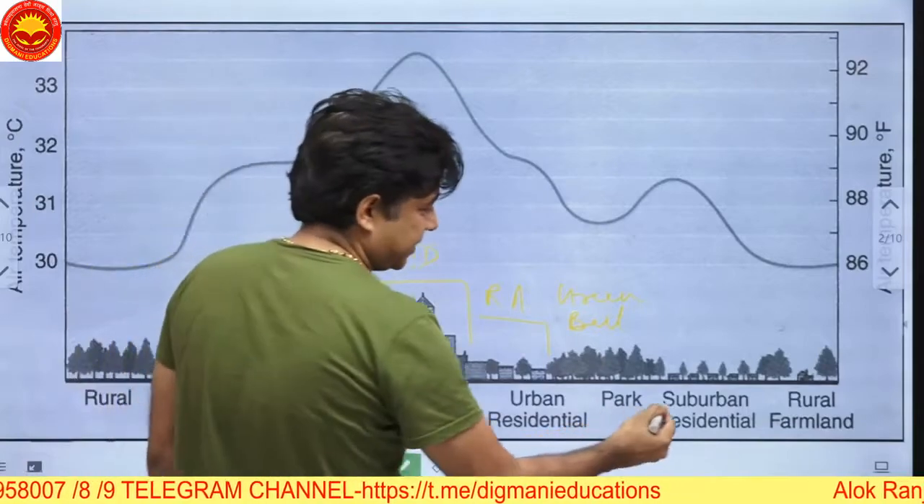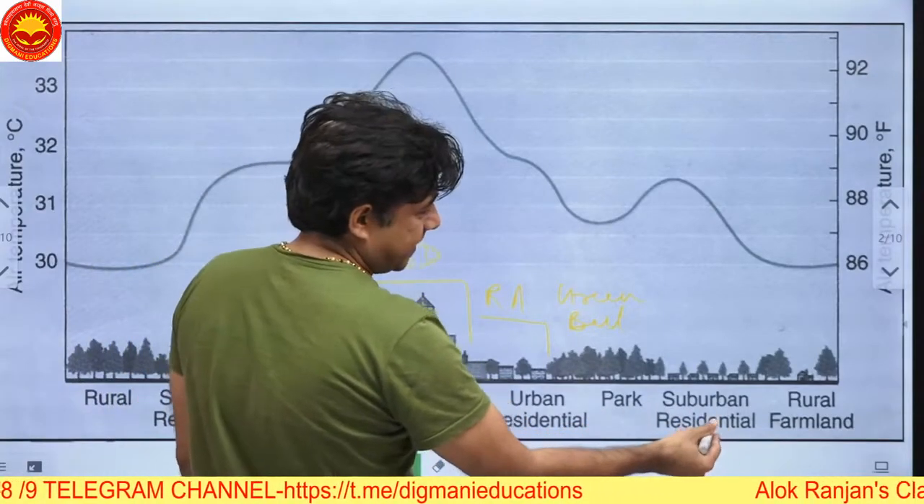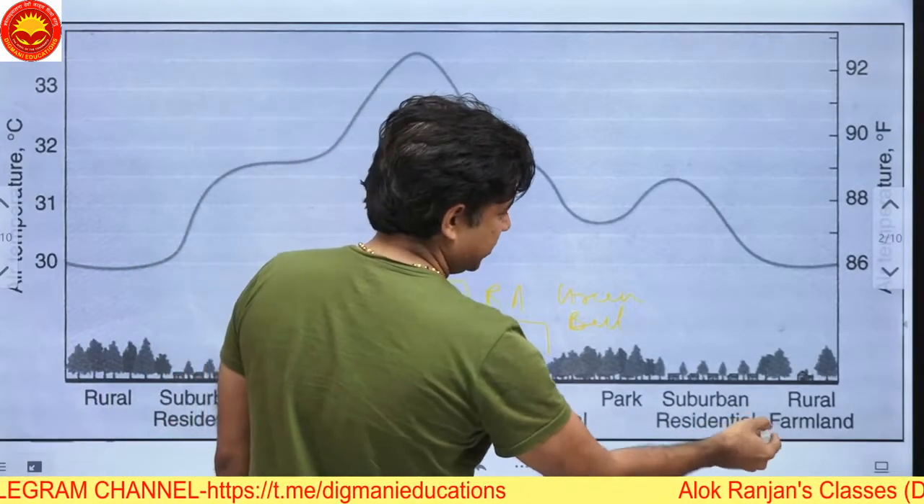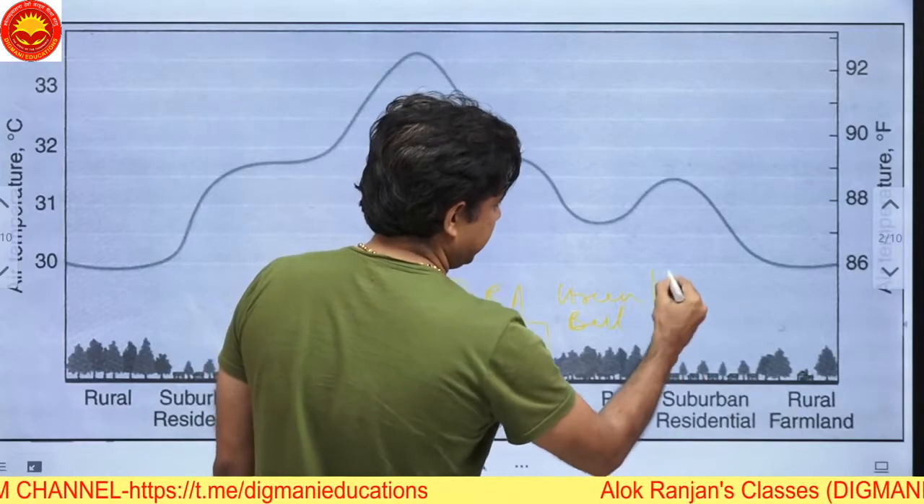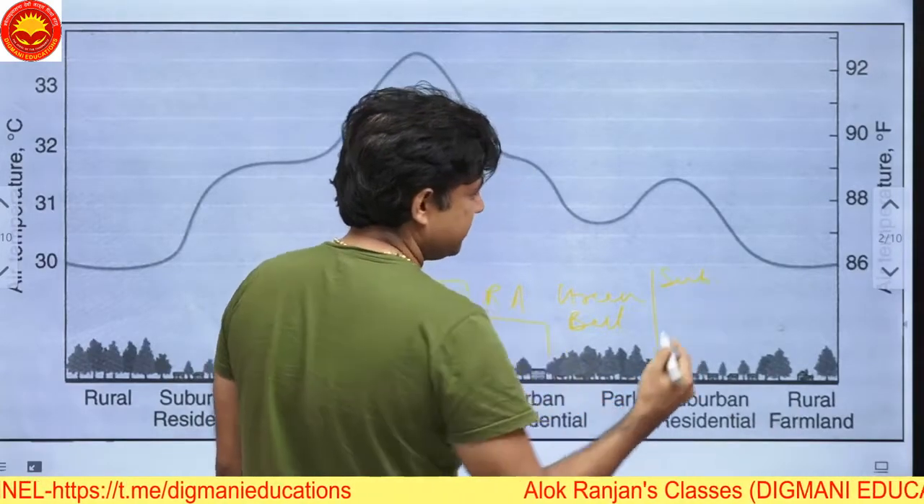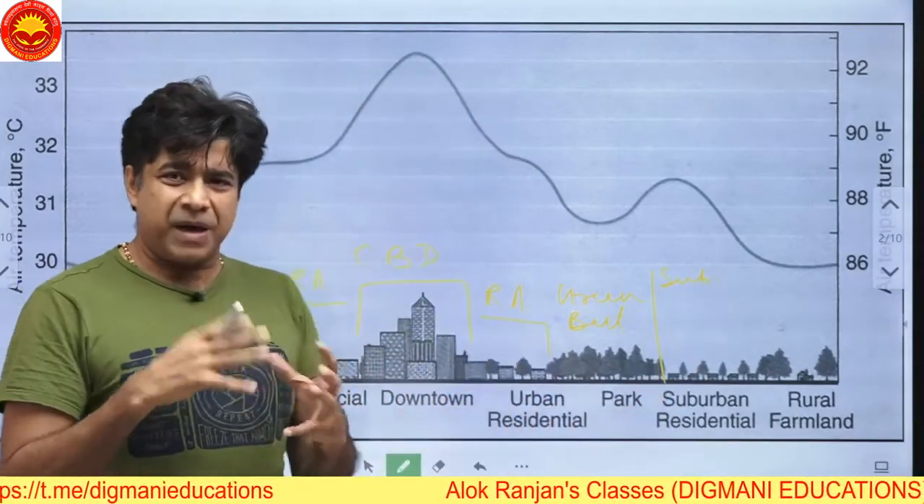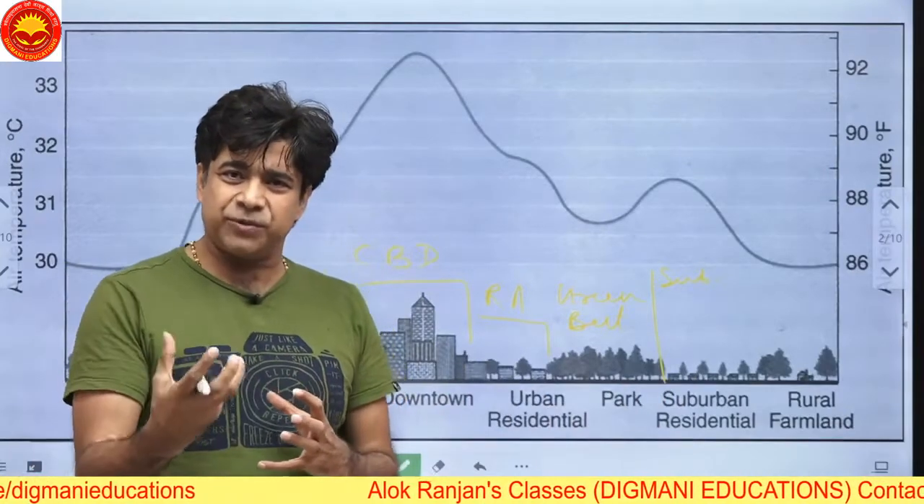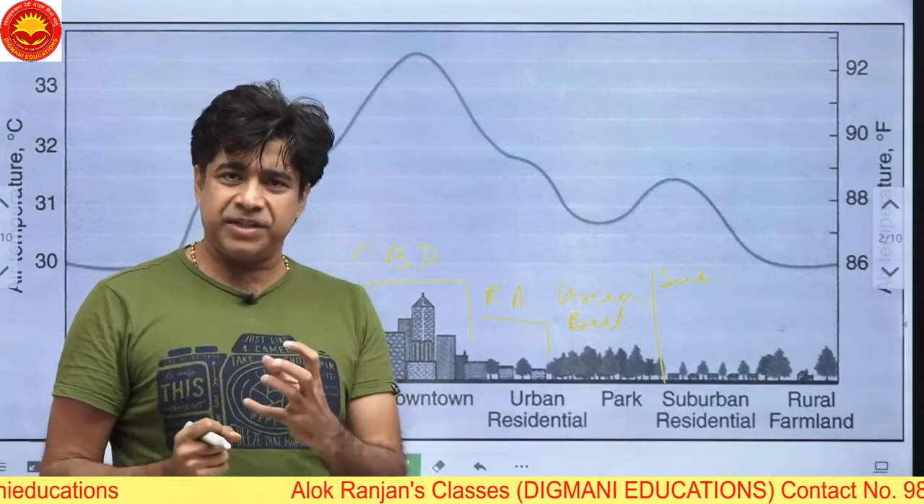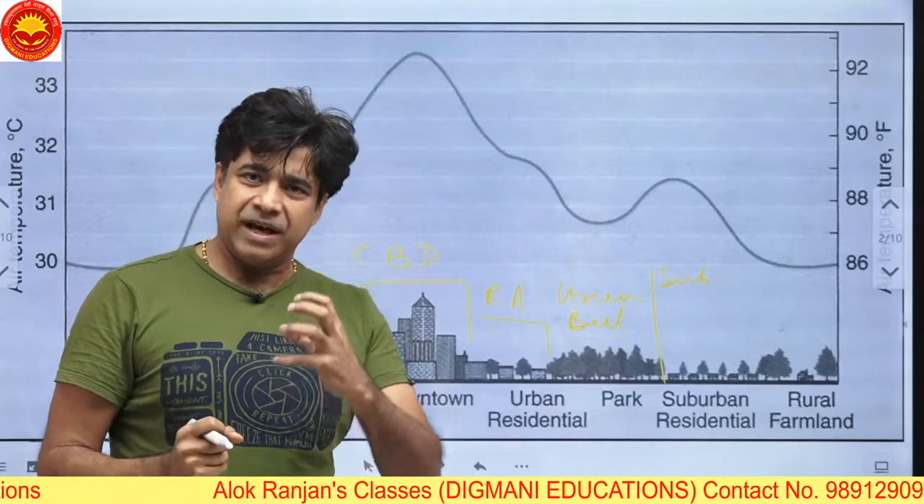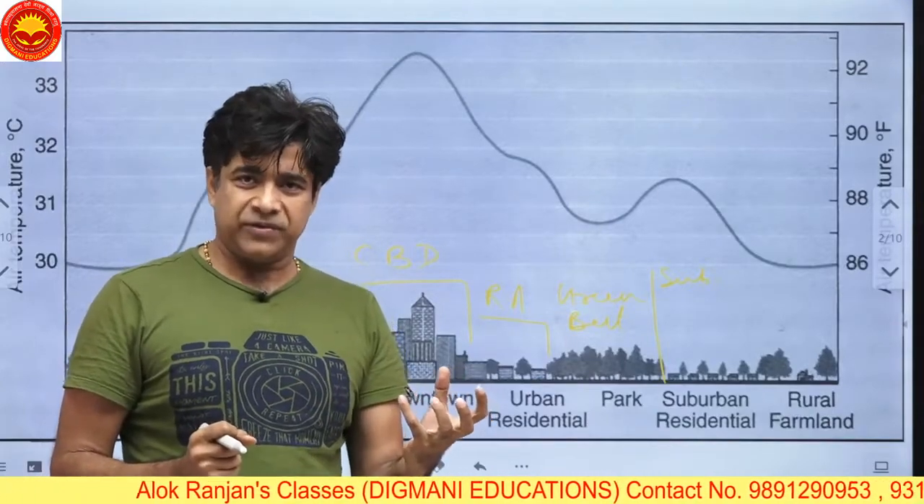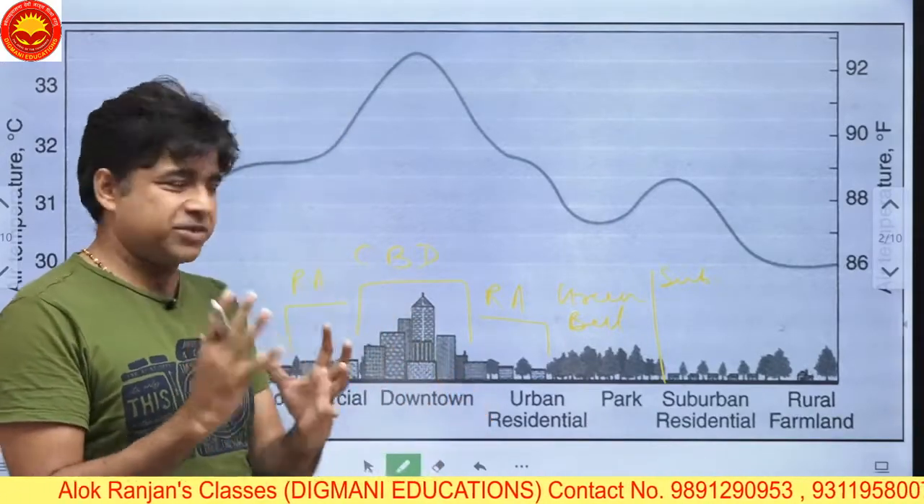So you have this suburban residential area, and then you have the rural areas. This is your suburb. Suburb means partially the land use pattern shows urban growth, and partially it reflects rural settlements also. So this is the typical rural-urban fringe area.